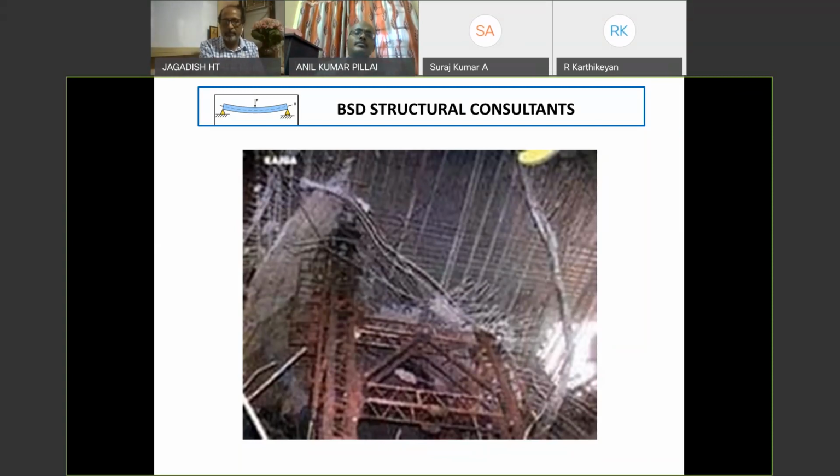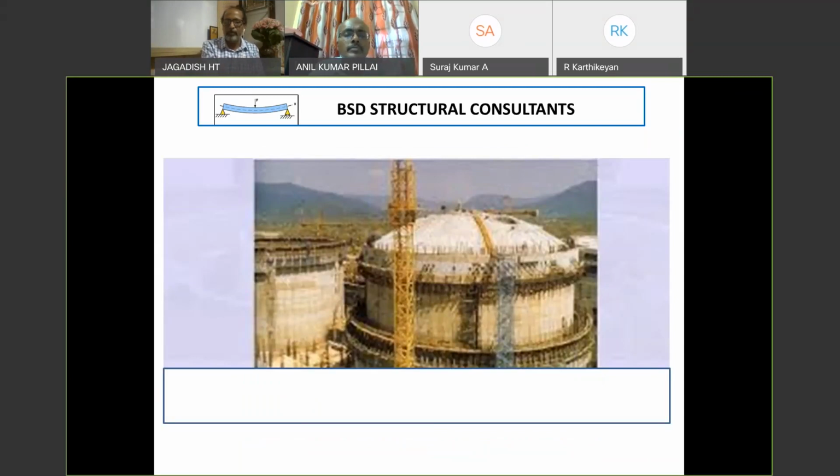Now, this is the same dome when you look from outside. Nobody can say that this dome has failed because the top surface is intact. Though there could have been cracks, from a distance nobody can make it out.